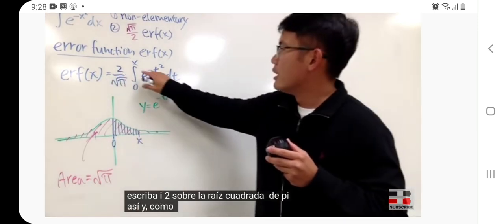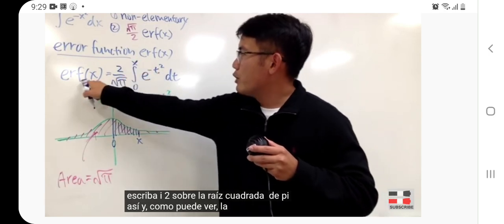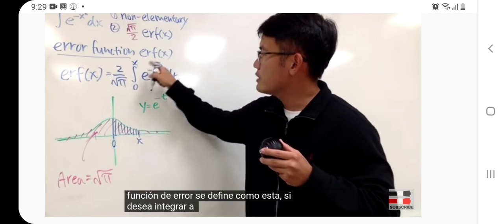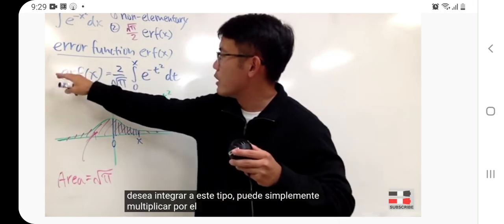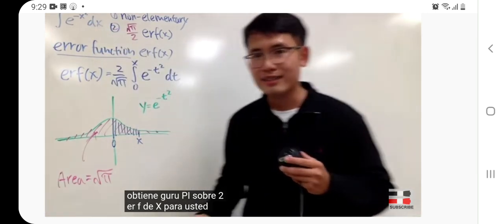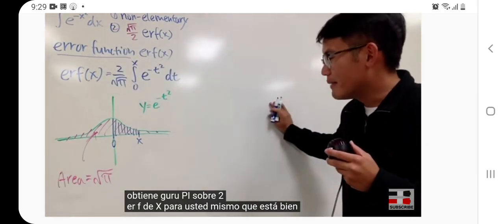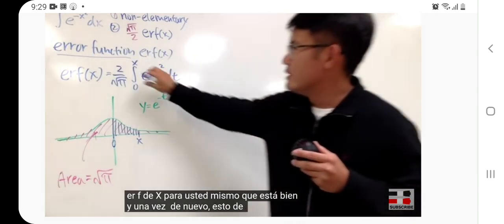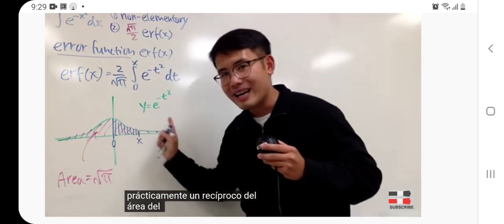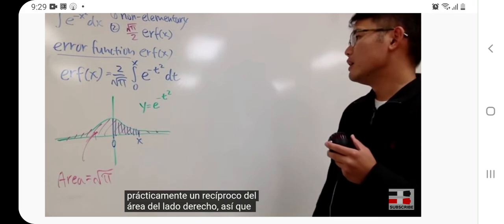And as you can see, the error function is defined to be this. If you want to integrate this guy, you can just multiply by the reciprocal, namely you get square root pi over 2 erf of x for the answer of that. All right? Okay, and once again, this right here is pretty much a reciprocal of the right-hand side area. All right?